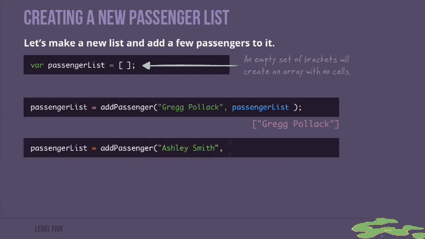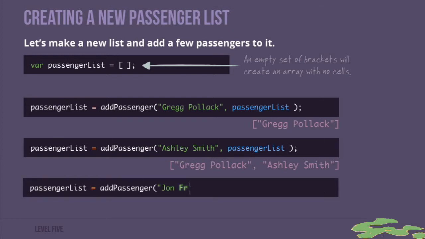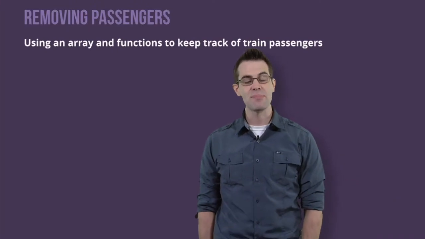Then let's add Ashley Smith using the same exact procedure. What gets returned is our modified array that has Greg in the first spot and Ashley in the second spot. We could do it one more time and put John in the third spot. Awesome, we've got a full list of, well, 3 passengers. So let's see if we can now delete some passengers by building a delete passenger function.